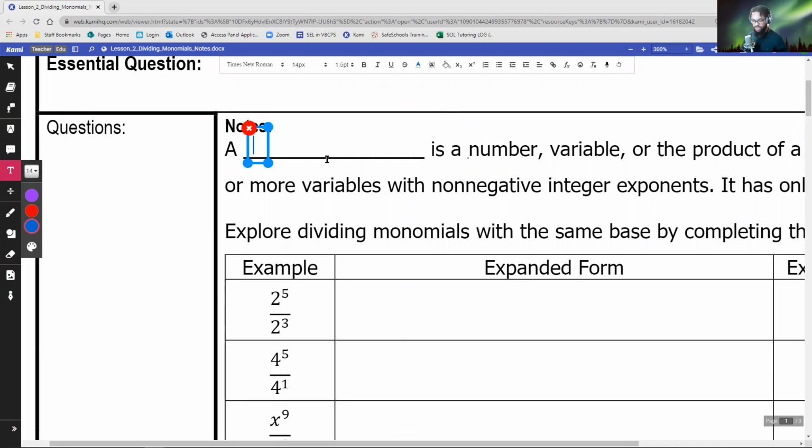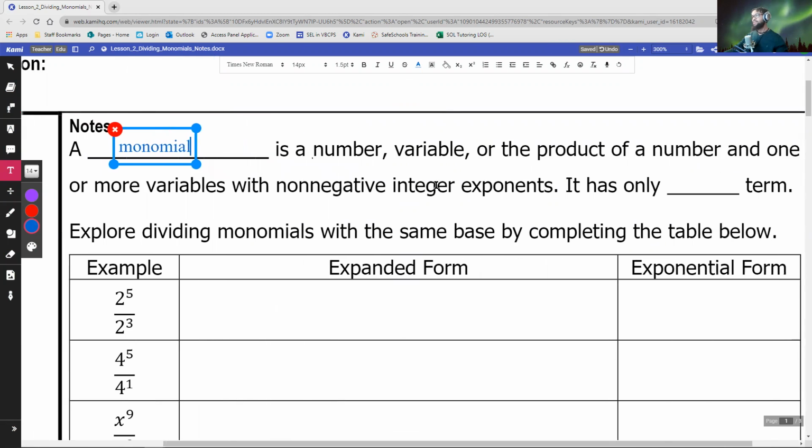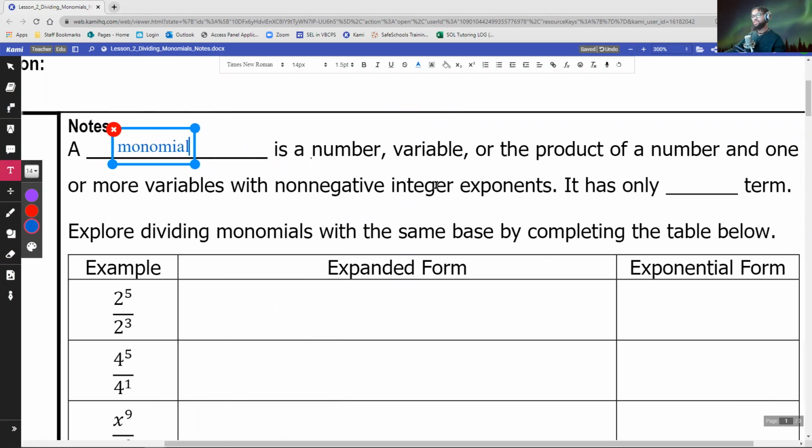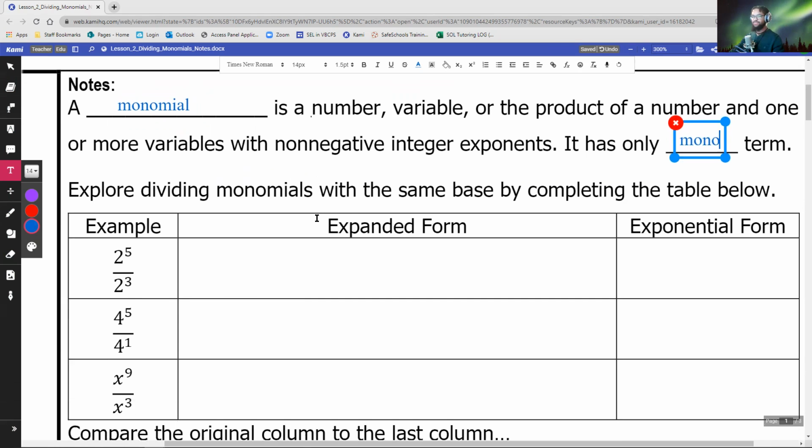Where we get started with the rest of these notes, it's the same thing. A monomial, that's what we're starting with, is a number, a variable, or the product of a number and one or more variables with a non-negative integer exponent. It only has one term. That's what's going to go here, one term. And that's what mono means. It's the root for one. It only has one term, okay? And that's just like from the last set of notes.